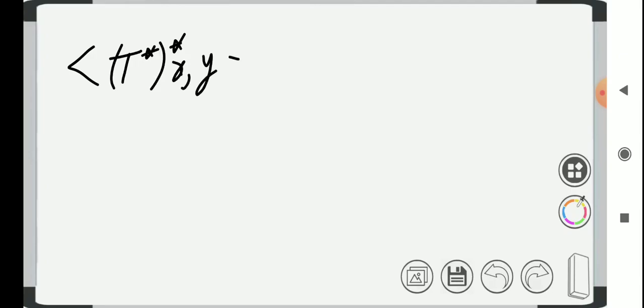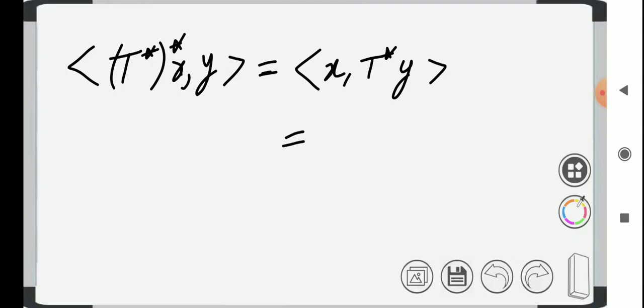Now let us prove this, that is, inner product of T star star x with y is simply the same as inner product of x with T star y by the first property, and by the adjoint operator of T, this can simply be written as inner product of Tx with y.